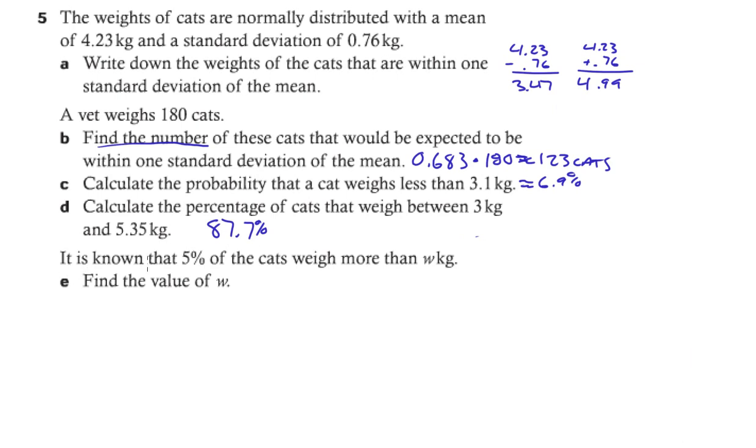Okay, and then the last one, it's known that 5% of the cats weigh more than W kilograms. Find the value of W. So now we're back to the percents, so that's the inverse normal, right? Here's 0. Here's 100. We are looking for the top 5% because 5% of the cats weigh more than W kilograms. So we have to take 100 minus 5 to give us 95 percent. That's the number that we're going to enter into our calculator.